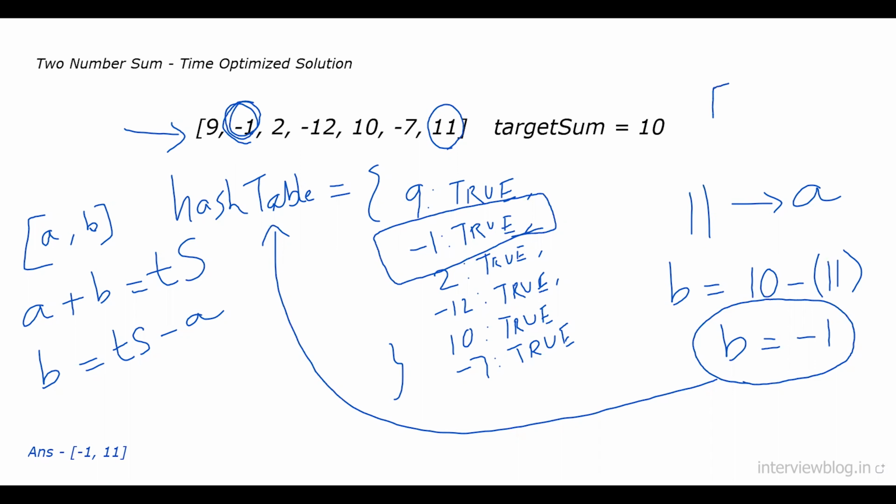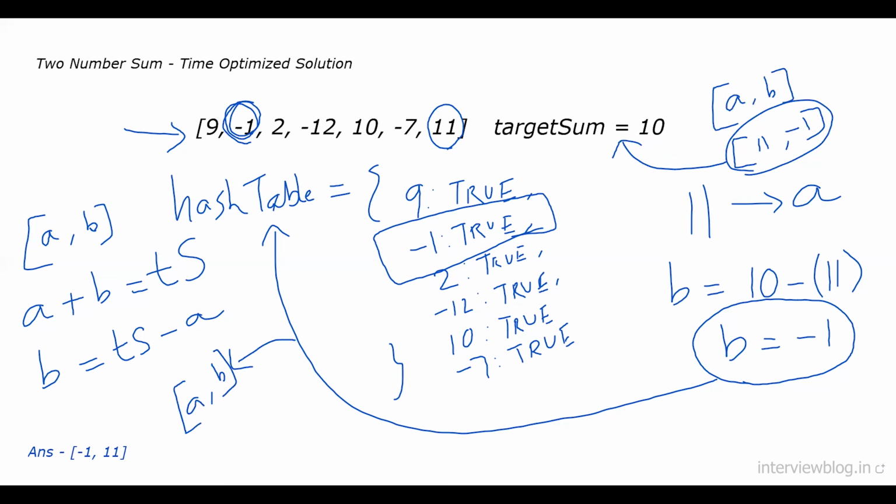So we have found the pair of numbers, that is A comma B, that is we have found the elements 11 and negative 1, which when added gives the target sum. Once our B value is found in the hash table, our function will be returning A comma B as our output, that is we will be returning 11 comma minus 1 as our output. Please note that the order of the elements returned doesn't matter. We can either return negative 1 comma 11 or 11 comma negative 1. It is up to us.